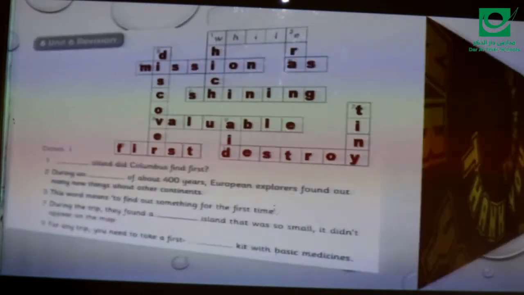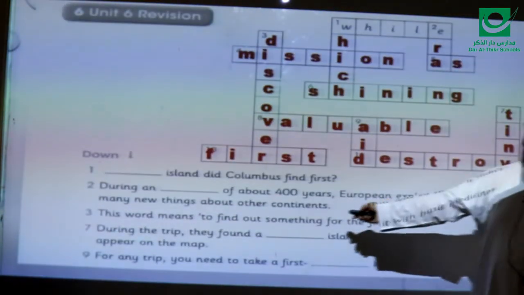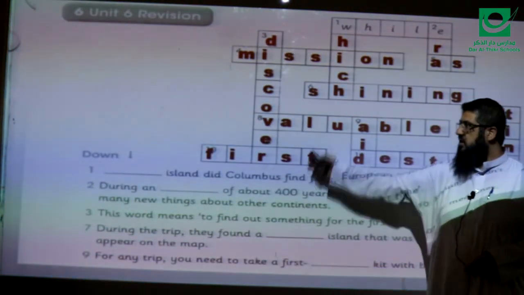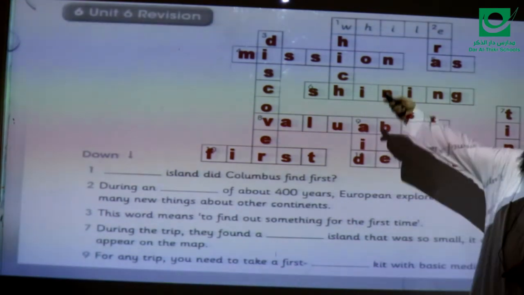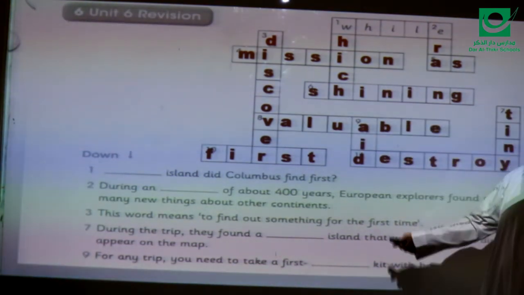Please, you can copy the answers quickly. I will leave this for you. Try to read, okay, and these are the answers. This is a quick revision for Unit 6.